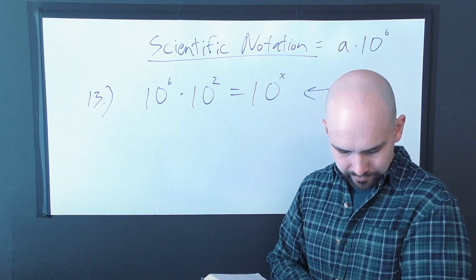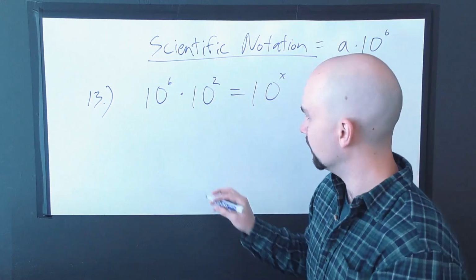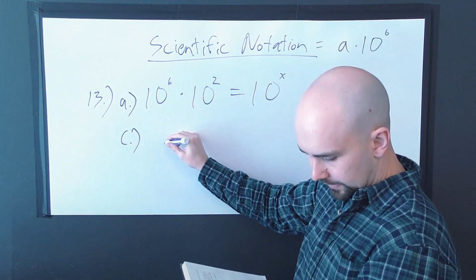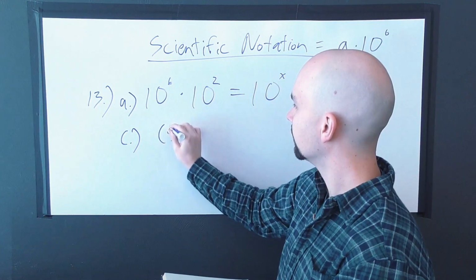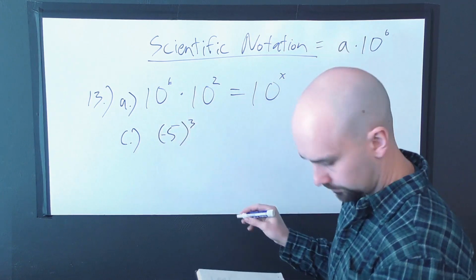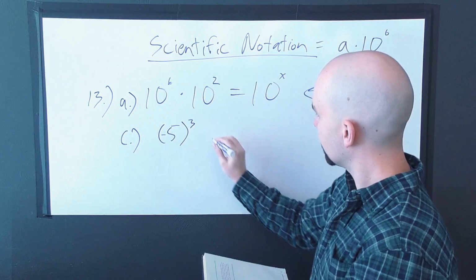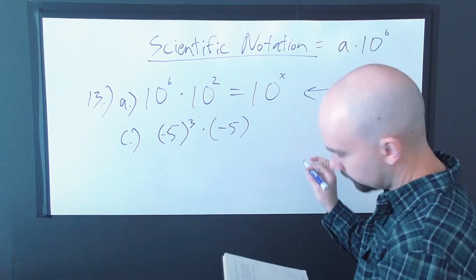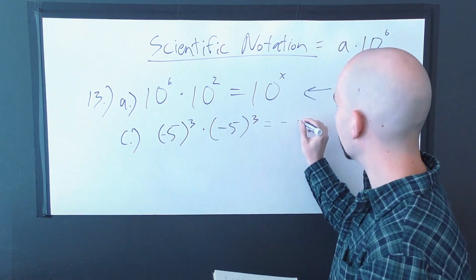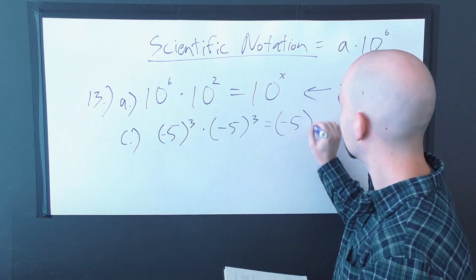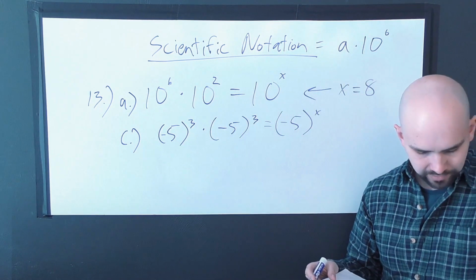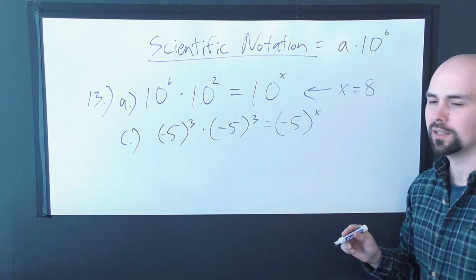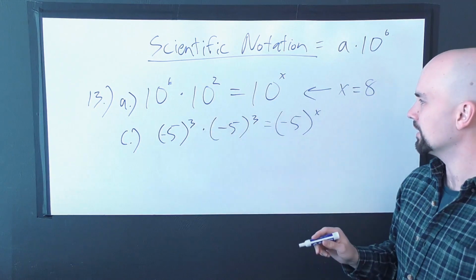Now, what about this one? This one's a little interesting. We'll go to C. So C is like this. Negative 5 cubed times negative 5 cubed equals negative 5 to the power of x. So what is x? Well, are these common bases? Yeah, they're the same. So add your exponents and you get x.